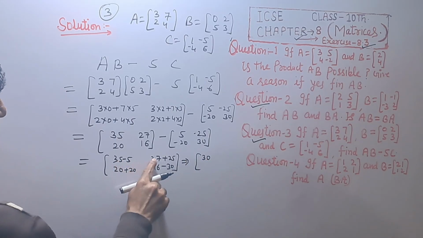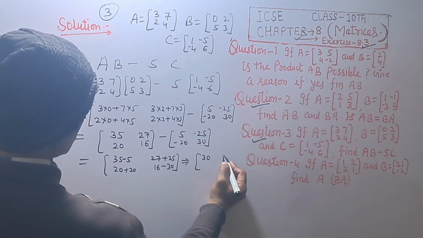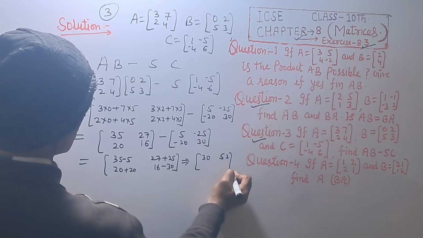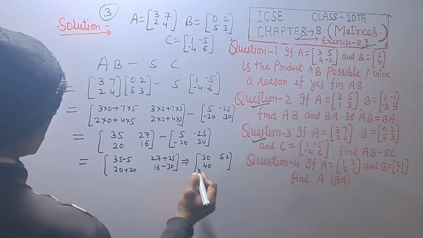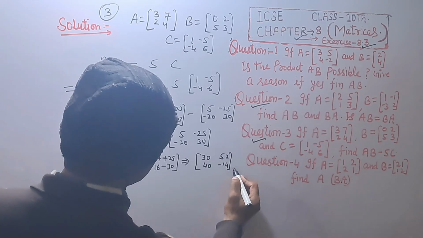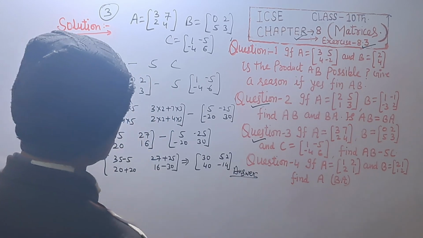30. 27 plus 25 equal to 52. 40. Minus 14. Answer.